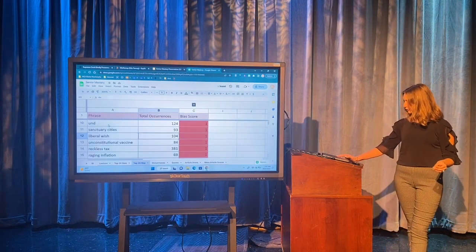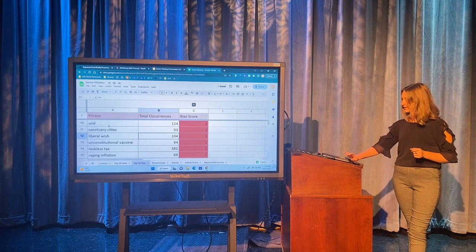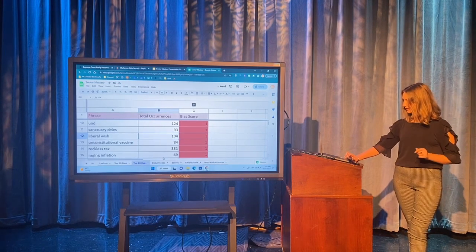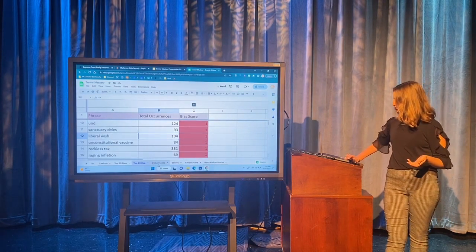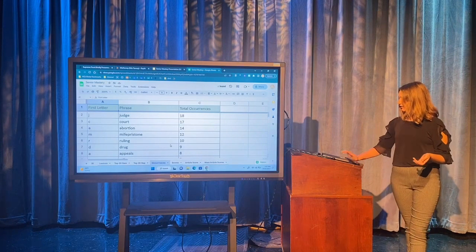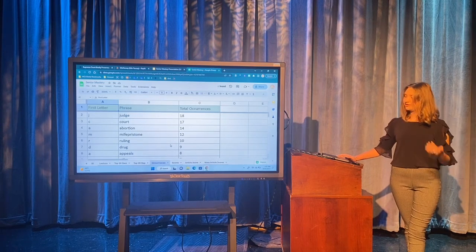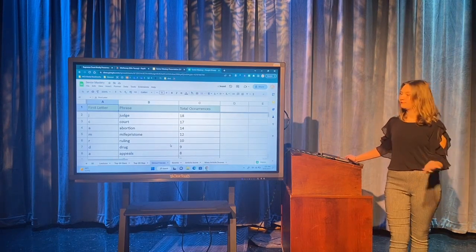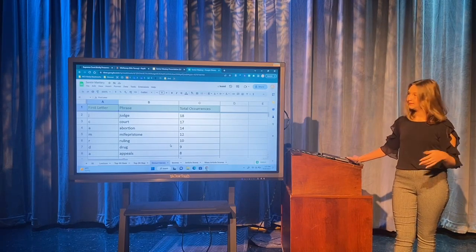So liberal wish over here is used 104 times in the course of these documents that I looked at. Never once by Democrats. So when we run through that document I just showed you, the one about the Supreme Court, you get this, which is the number of occurrences of each word. So it uses the word judge 18 times, court 17 times, and this is about 400 rows as it figures out every word in that document.